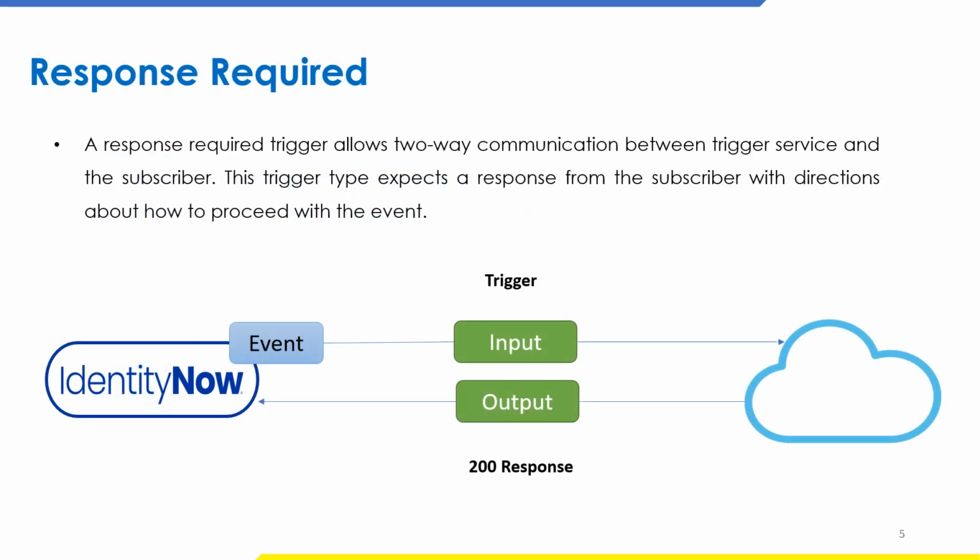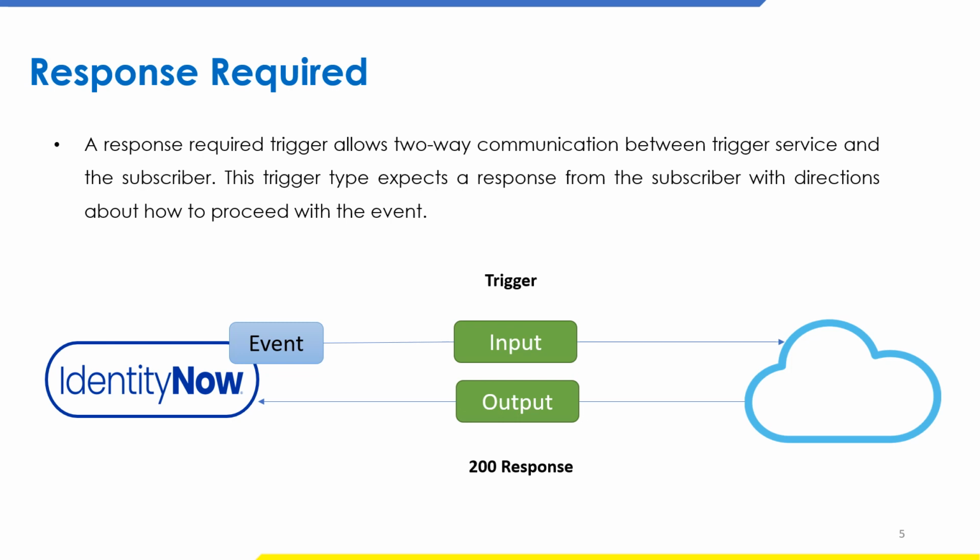Let's have a discussion on the response required event trigger in this slide. A response required event trigger allows two-way communication between the trigger service and the subscriber. This trigger is also known as a bidirectional trigger because we send the trigger to an external webhook and we wait for the response. When some update happens in IdentityNow, it will trigger the external webhook.